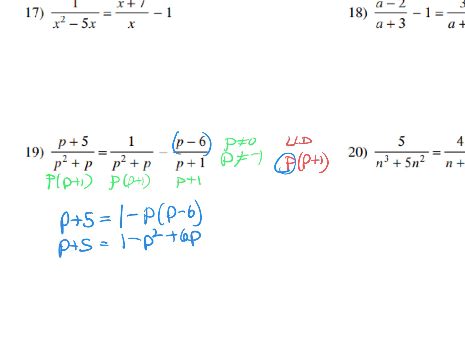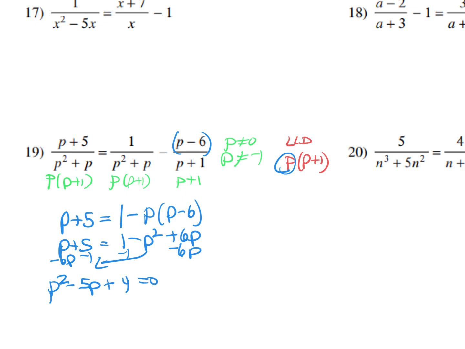And then I do want to set it equal to 0 with the squared term being positive. So I'm going to move the negative p squared over. That's going to become a positive p squared. I'm going to subtract 6p from both sides. That'll make this a negative 5p. And then I'm going to subtract 1, and that'll make me a plus 4.